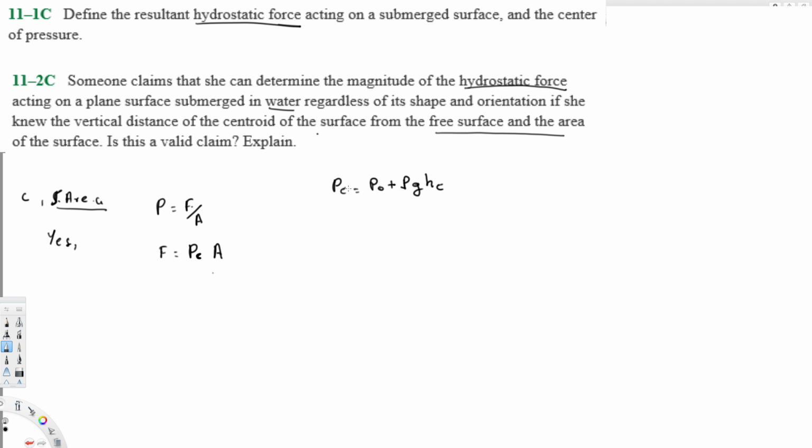So we can calculate the pressure at the centroid, and we know the surface area. Yes, we can calculate the hydrostatic force. So we don't need anything else, right? So the answer is yes. This is the reason: we have all the information, so we can calculate. And that's the answer for this question.